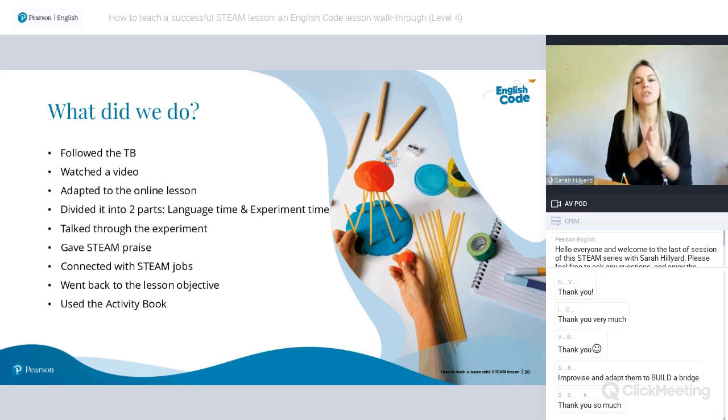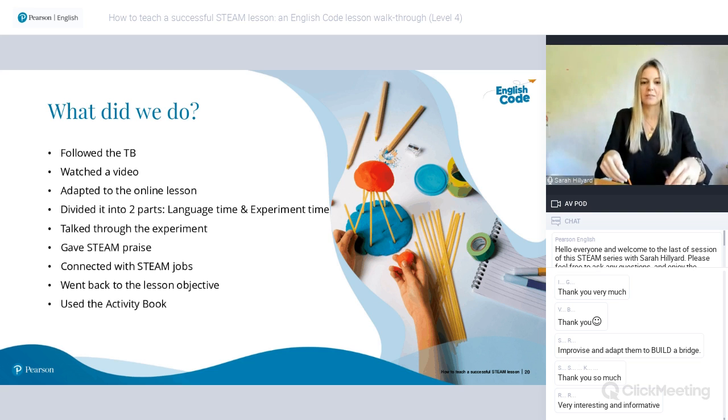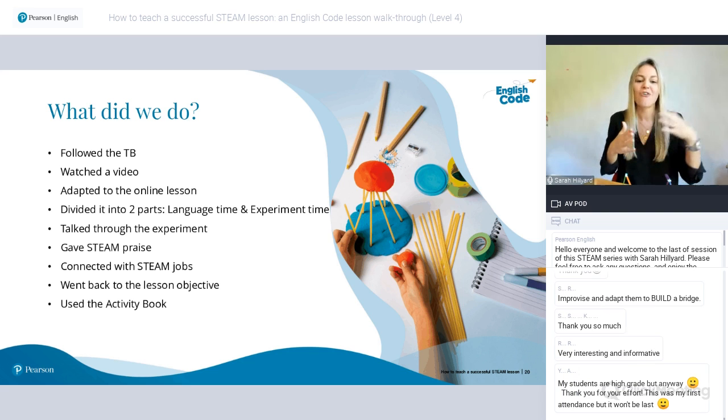So we don't go straight into doing an experiment. Okay, we're going to do an experiment today. Get your material and make a bridge. No, because we don't want to just make a bridge. What are we learning if we're just making a bridge? We want to learn all those concepts beforehand, all the language that you want your students to learn about bridges.